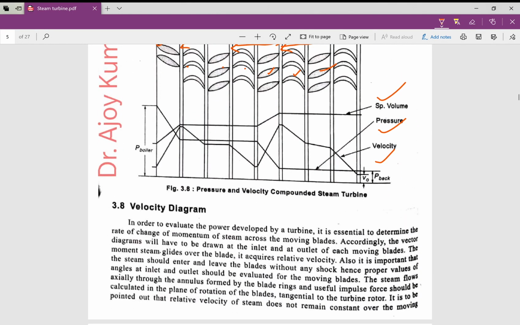So students, in the next video we will go for the velocity diagram of the steam turbine.